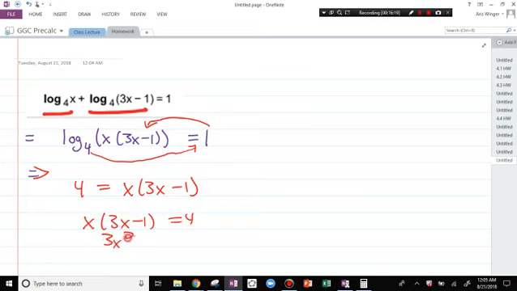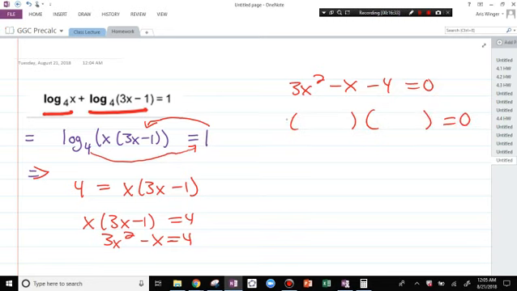3x squared, distributing the x. 3x squared minus x is equal to 4. And so now we've got 3x squared minus x minus 4 is equal to 0, subtracting 4 on both sides. We've got to factor: 3x, x. We've got to get a minus 1 in the middle. Minus 4 plus 1. You can check that out to see that that FOILs pretty nicely.